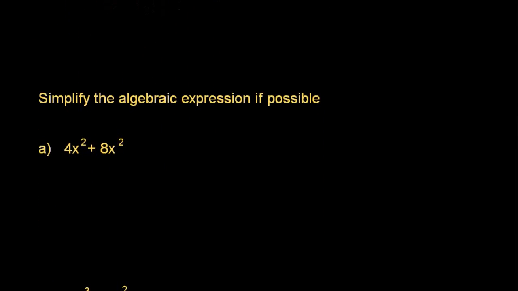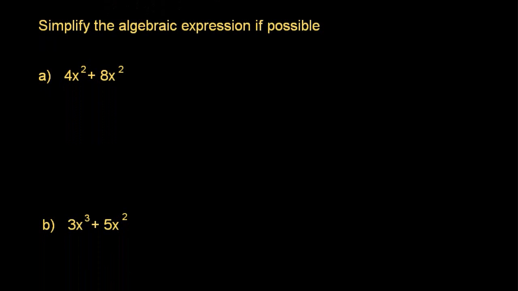Next, we are to simplify the algebraic expression if possible. And the first problem has 4x squared plus 8x squared. Can we simplify this? We can simplify algebraic expressions if they have the same variable factors. And in this case, we have x squared for each term. X to the second power means that x is a factor twice in both cases. So yes, we can simplify this problem.